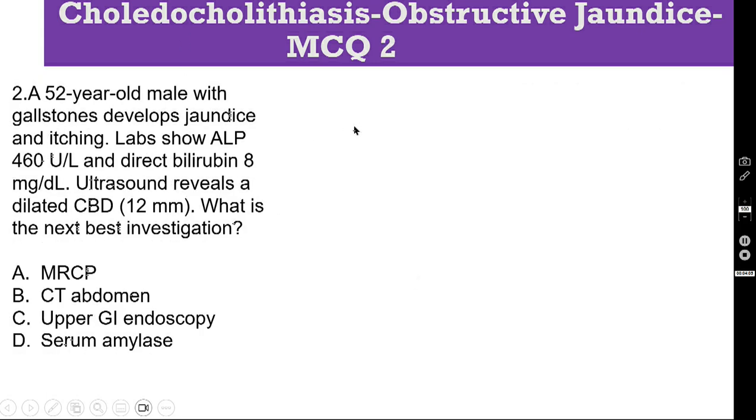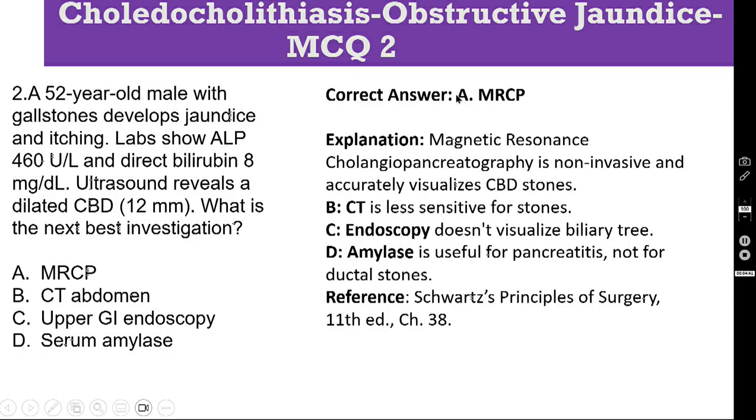Coming to MCQ 2: a 52-year-old male with gallstones develops jaundice and itching. Labs show ALP 460 units per liter and direct bilirubin 8 milligram per deciliter. Ultrasound reveals a dilated CBD of 12 millimeters. What is the next best investigation? A. MRCP. B. CT abdomen. C. Upper GI endoscopy. D. Serum amylase. Of course, the correct answer is A.